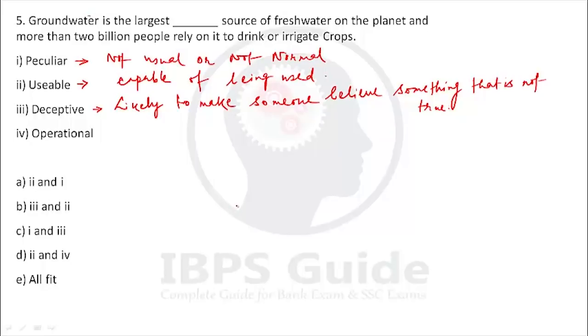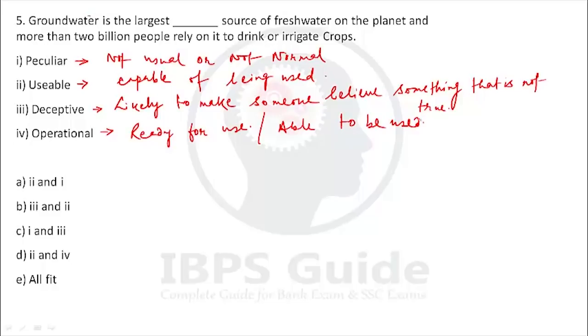And operational, ready for use. The meaning of operational is ready for use. We also can say that able to be used. Okay, able to be used.